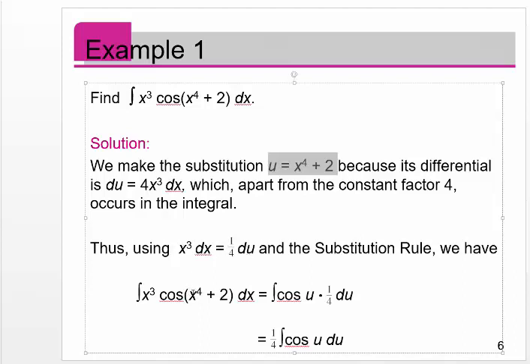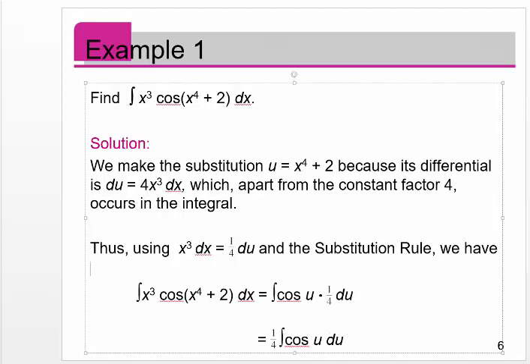So wherever I see x to the 4th plus 2, I can sub in a u. Wherever I see an x cubed dx, I can substitute in 1/4 du. So here's what we have. The cosine of x to the 4th plus 2 becomes cosine of u. X cubed dx becomes 1/4 du. Now look at this. It's the integral of cosine of u times 1/4 times du. Well, 1/4 is just a constant, so let me factor it out. So this just becomes the integral of cosine of u du.